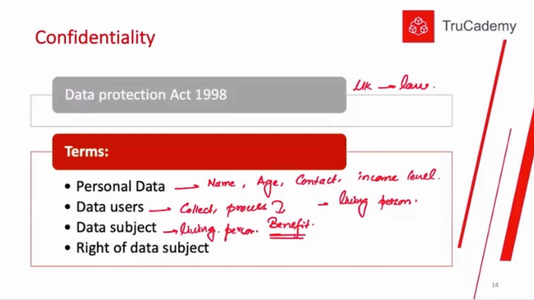And last, rights of the data subject. So this data subject, when he's providing some information to the data user, does have some rights as well. The basic right is access to the information: he can ask for access to his own data that he provided to the data user. He can check whether that data is up to date or not. He can request any sort of modifications in the data as well. So all these are the rights of the data subject.